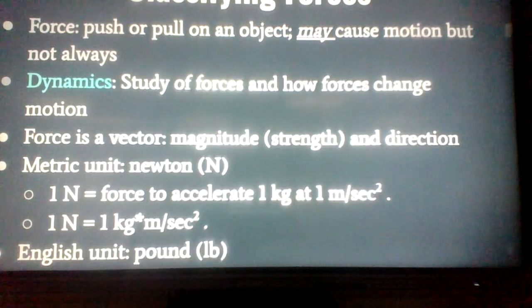In the English system, we're a little more familiar with this as a pound. And we usually use pounds when we're talking about weight, but weight is just one kind of force. So a pound is used in the English system to measure any force, but in the metric system, it is a Newton. Ready?